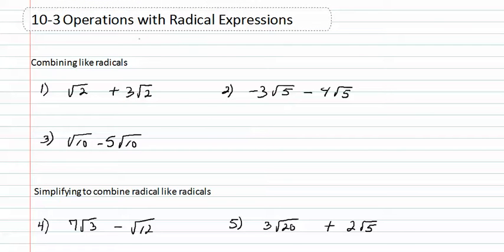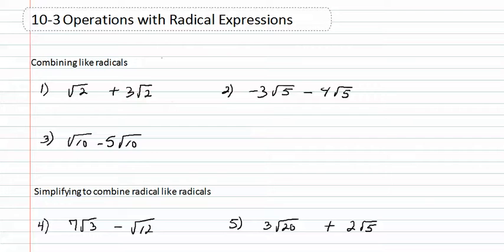Okay, so today we're going to be doing 10-3 operations with radical expressions. The first example we're going through is combining like radicals. So if I look here, I've got a radical 2, or a square root of 2, and over here I have a square root of 2.